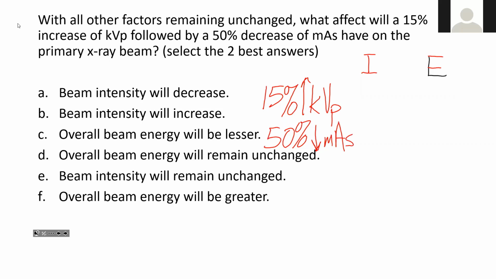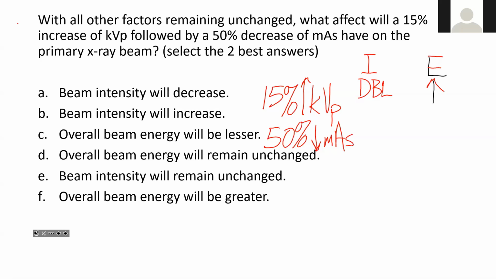You just have to break these down and do them one by one. If I increase my kVp by 15%, what happens to the intensity of my beam? It increases 100%. So I'll put double. Okay, what happens to the energy of my beam if I increase kVp? Remember, kVp is the only prime factor that affects the energy of the beam. It controls the energy of the beam, and it's a direct relationship. So my energy is going to increase.